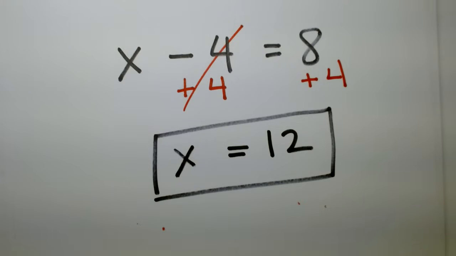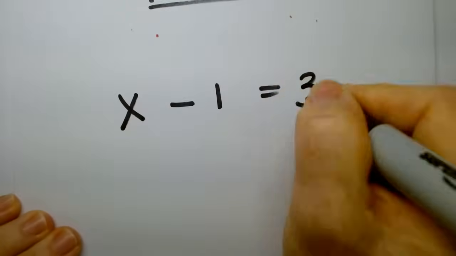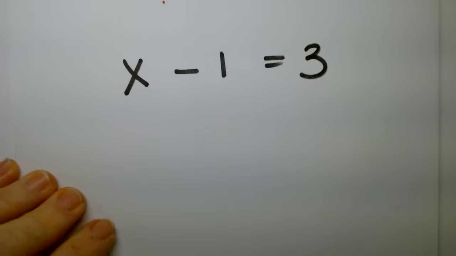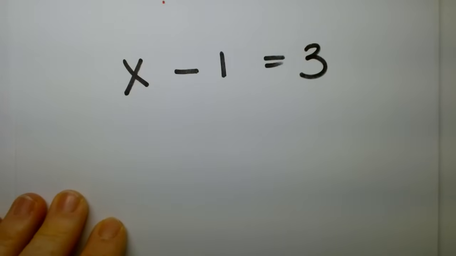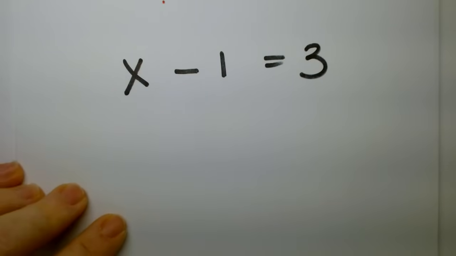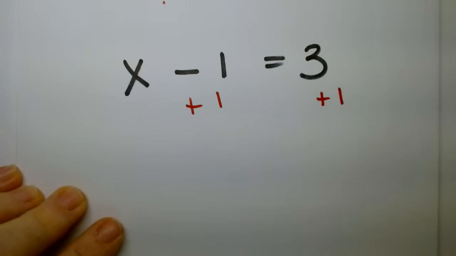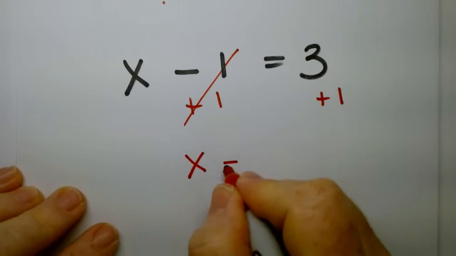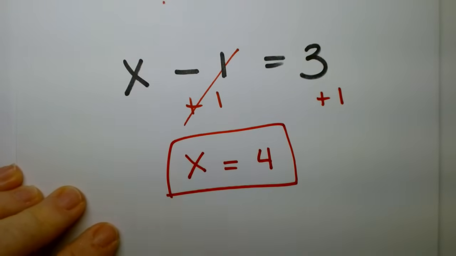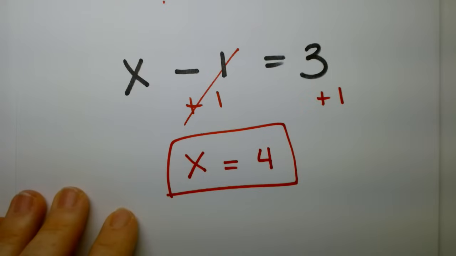How does that look so far? We're doing good? Great. Let's do another one. X minus 1 equals 3. So what do you think we should do? Any ideas? Yes, we absolutely need to do something like that. I agree. Plus 1 is the right thing to do. So this goes to 0. X equals 3 plus 1, which is 4. Excellent. Good, good, good.